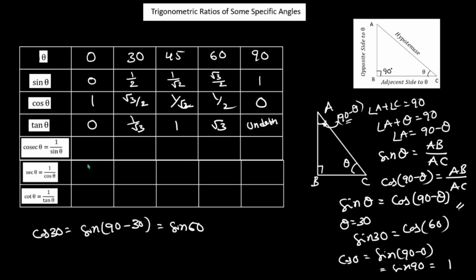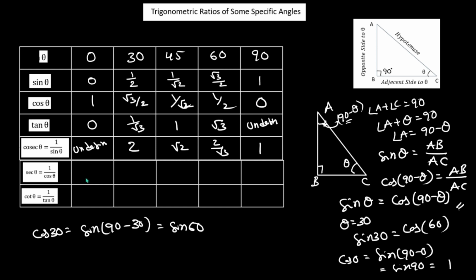Now let's come to cosec. It is the reciprocal of sine. So the reverse of sine. Sine is 0, so its reverse is 1 by 0, which is also undefined. Similarly, the reverse of 1 by 2 becomes 2, the reverse of 1 by root 2 becomes root 2, and root 3 by 2 becomes 2 by root 3. The reverse of 1 is also 1.